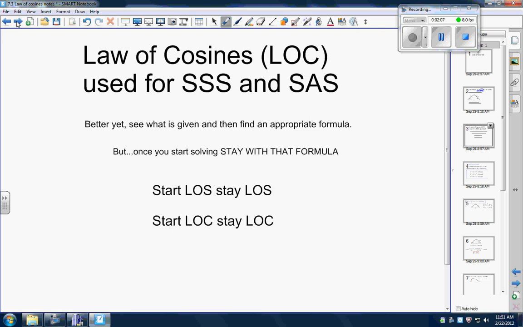The board's shaking here. Not really sure what's going on. Let's see if we can fix it. Okay, it must just be the wind outside shaking the building here, so hopefully you don't get seasick watching this.